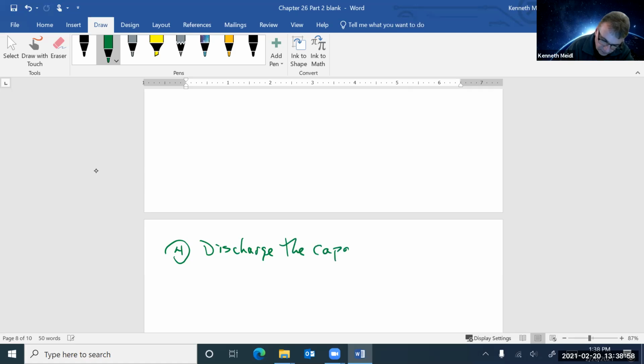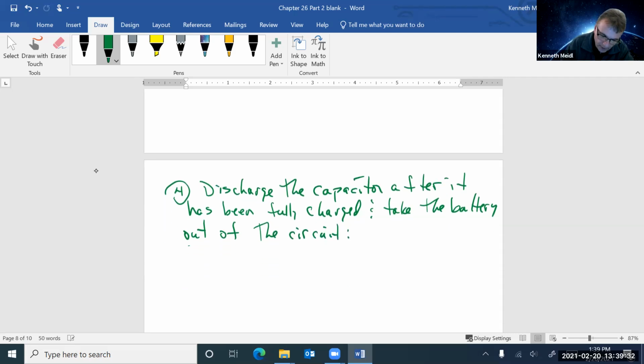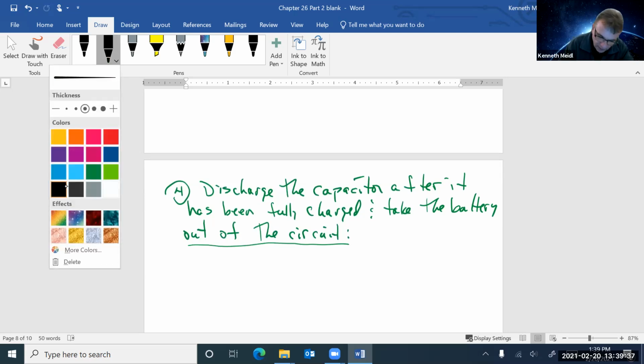Discharge the capacitor after it has been fully charged. And we'll take the battery out of the circuit. Okay, and so my circuit is going to maybe look something like this.